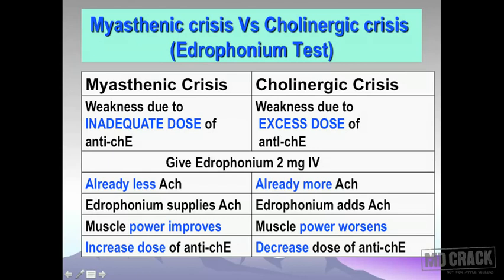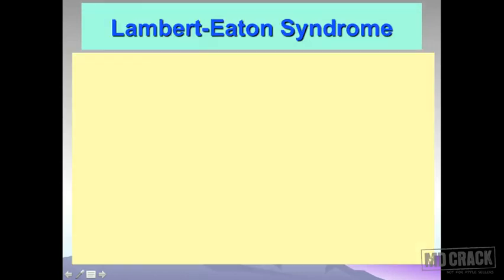So when a patient with myasthenia gravis comes with muscle weakness, it could be myasthenic crisis or cholinergic crisis, and you use the edrophonium test to differentiate between the myasthenic crisis and the cholinergic crisis.